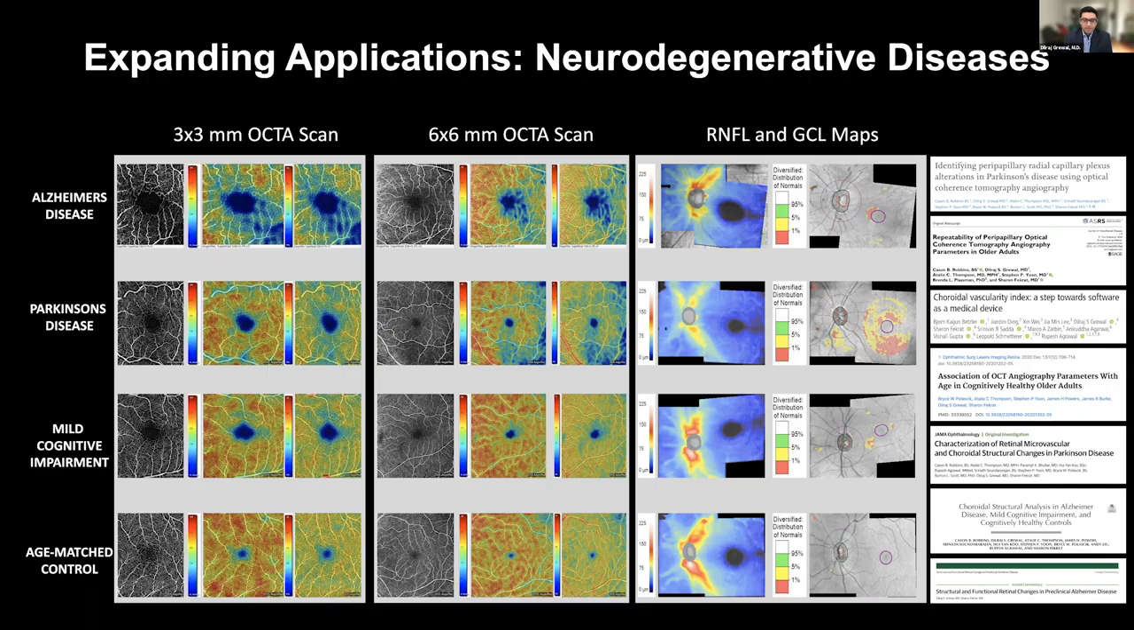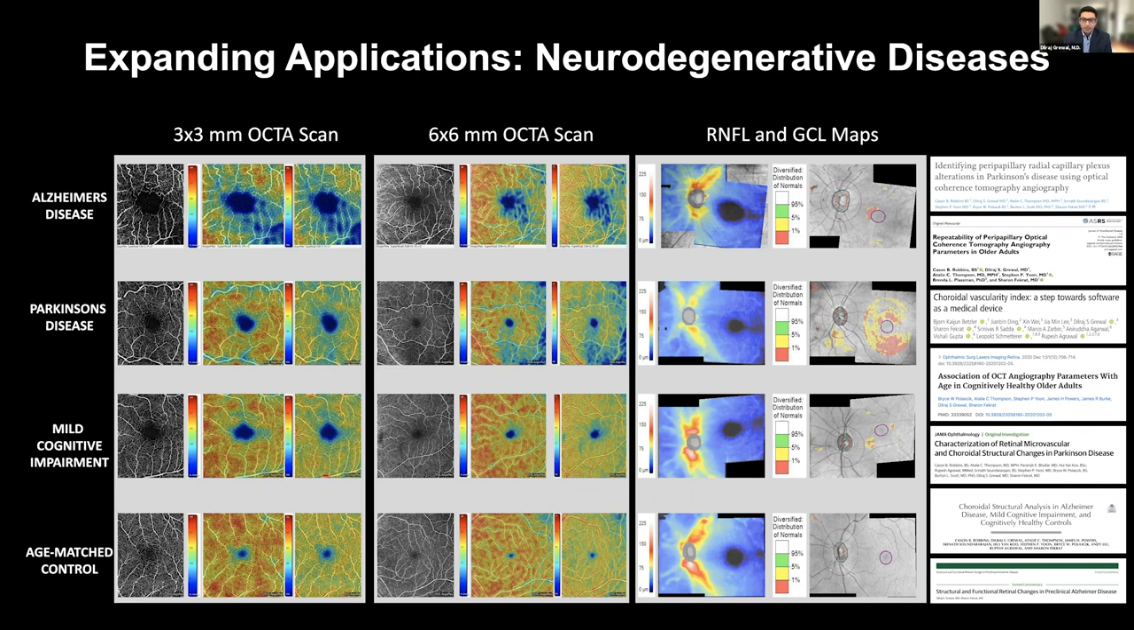Another exciting application of OCT and high-resolution OCT-A is beyond the retina and looking at neurodegeneration. This is a hot area of emerging research because we increasingly recognize that the retina is a window to the brain. So in neurodegenerative diseases like Alzheimer's disease, Parkinson's disease, and even mild cognitive impairment, we are now detecting changes in the retinal microvasculature. In this example, there's a 3x3 OCT-A scan on the left, 6x6 OCT-A scans in the middle column, and retinal nerve fiber layer and ganglion cell maps in the right column.